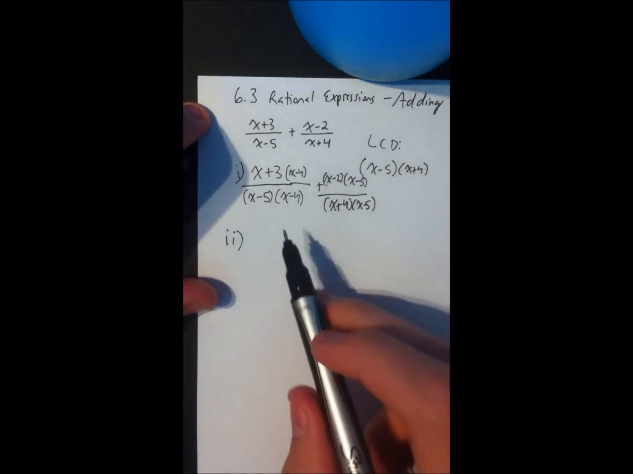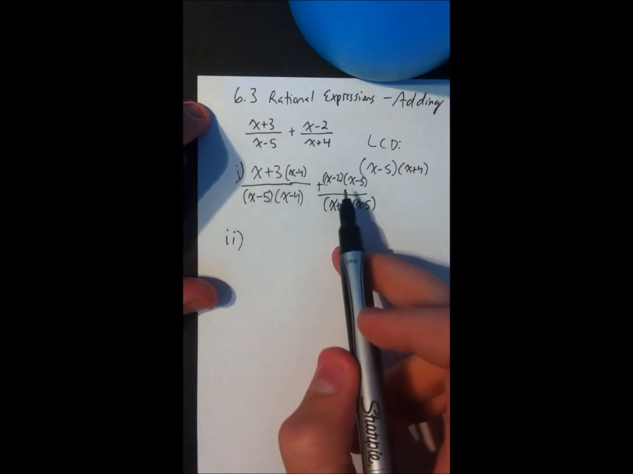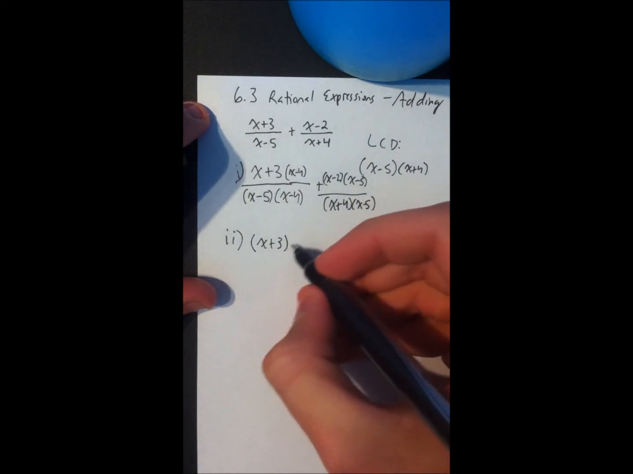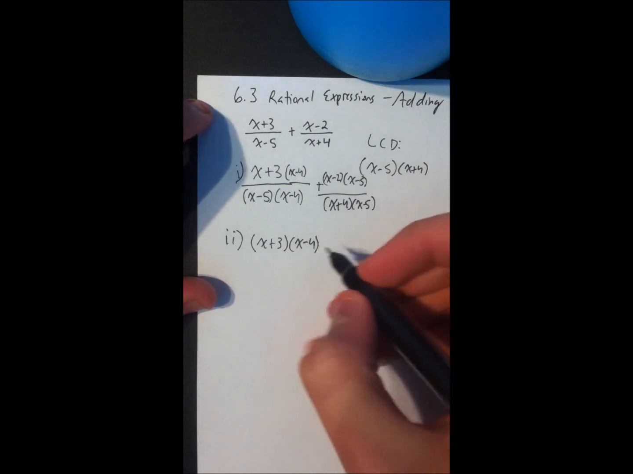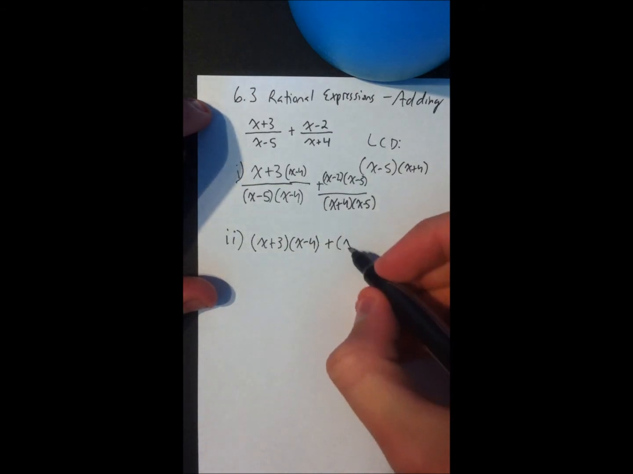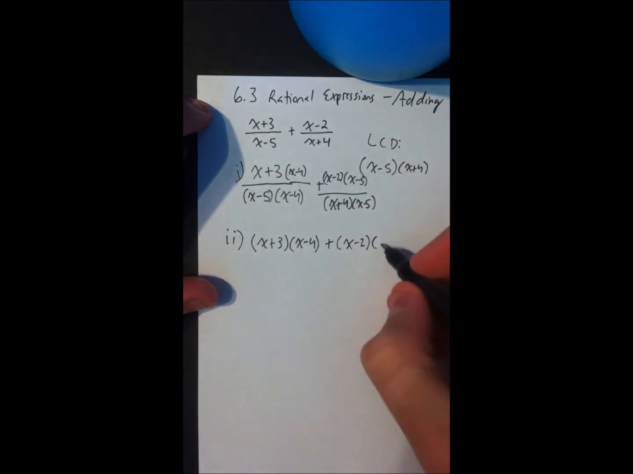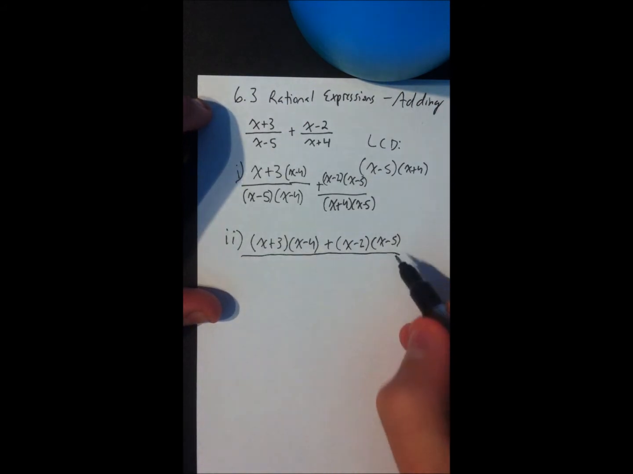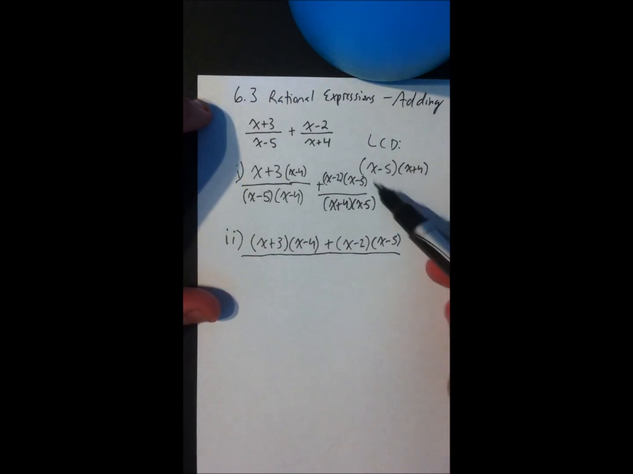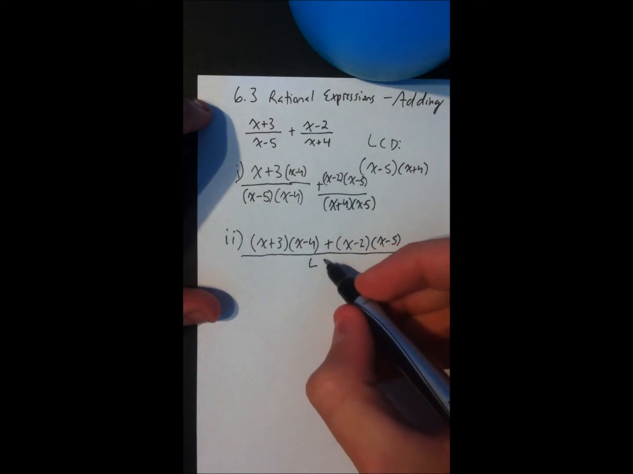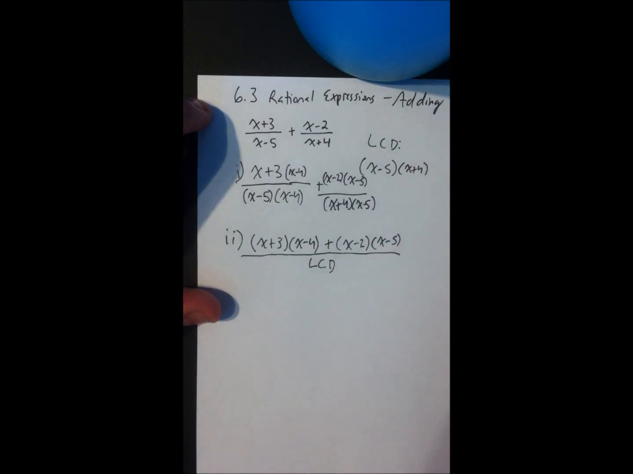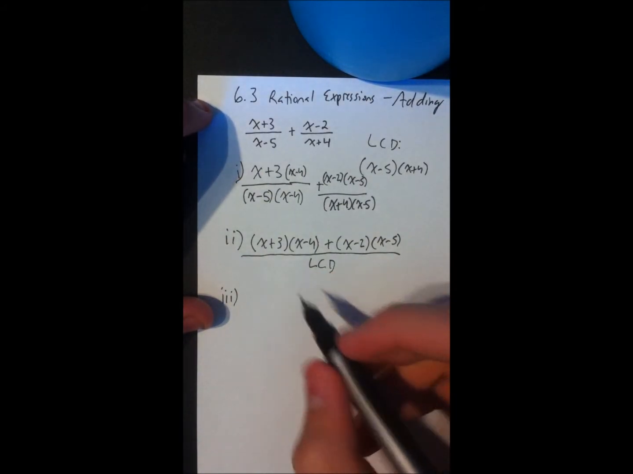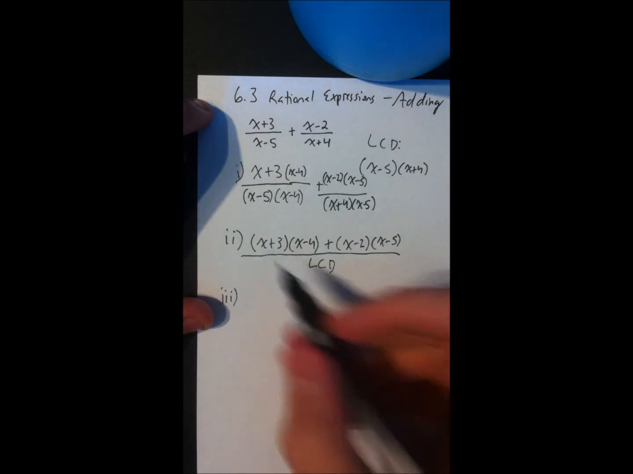So then, since they both have the same denominator, we can add the tops together. So x plus 3 times x minus 4 plus x minus 2 times x minus 5 all over the lowest common denominator, which is x minus 5 and x plus 4, so we can just write LCD to save some time. So step 3, we need to simplify the top. So we would FOIL it.